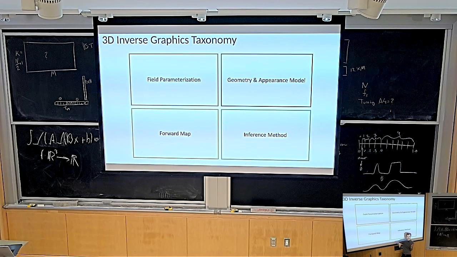Then the forward map is basically the differentiable renderer. We talked about sphere tracing. We talked about volume rendering. There are a few more. And the inference we don't talk about for now.